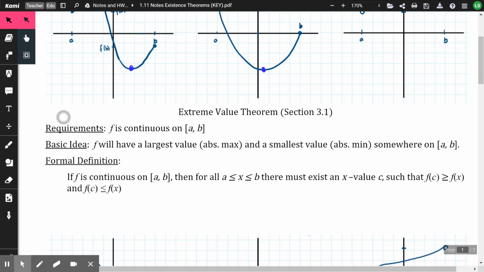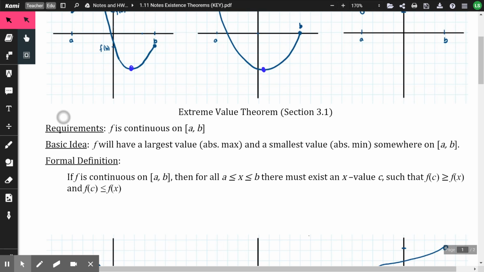Your formal definition is set up as follows. If f is continuous on the closed interval from a to b, those are your requirements, then for all x such that a is less than or equal to x, which is less than or equal to b, there must exist an x value c such that f of c is greater than or equal to f of x and f of c is less than or equal to f of x.